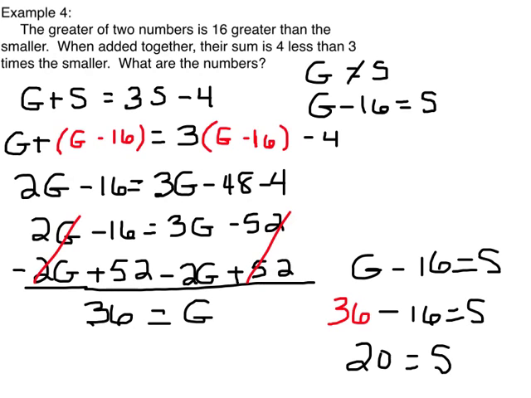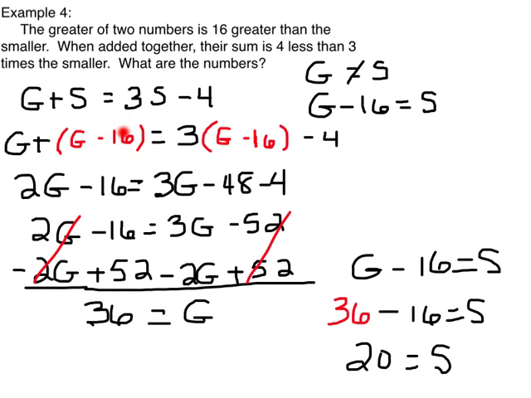In example 4, the greater of two numbers is 16 greater than the smaller. So there's a greater number and a smaller number. They are not equal. The greater number is 16 more than the smaller. When added together, their sum is 4 less than 3 times the smaller number. Now, it's getting a little wordier here, but let's just take it one little step at a time. So we know that when we add the greater number plus the smaller number, the result is 4 less than 3 times the smaller number.